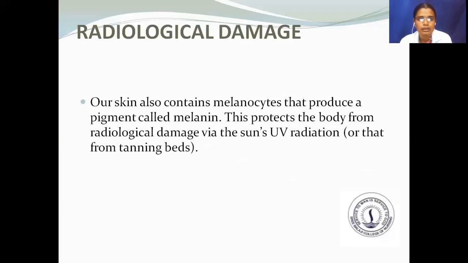Next one is the radiological damage. Our skin also contains melanocytes that produce a pigment called melanin. This protects the body from radiological damage via the sun's UV radiation or that from tanning beds. In our skin, we have melanocytes that produce the pigment called melanin. This will help us to prevent the radiation from the sun, like UV radiation.